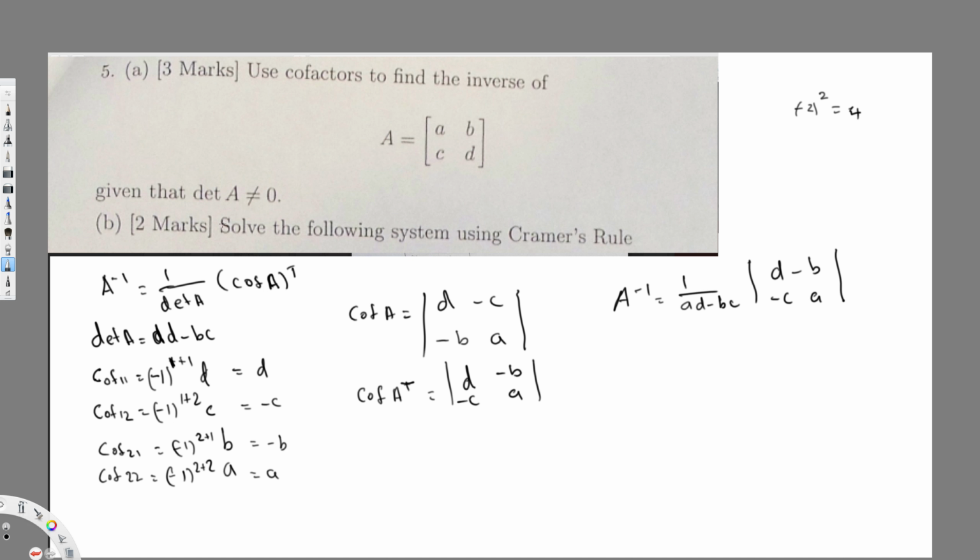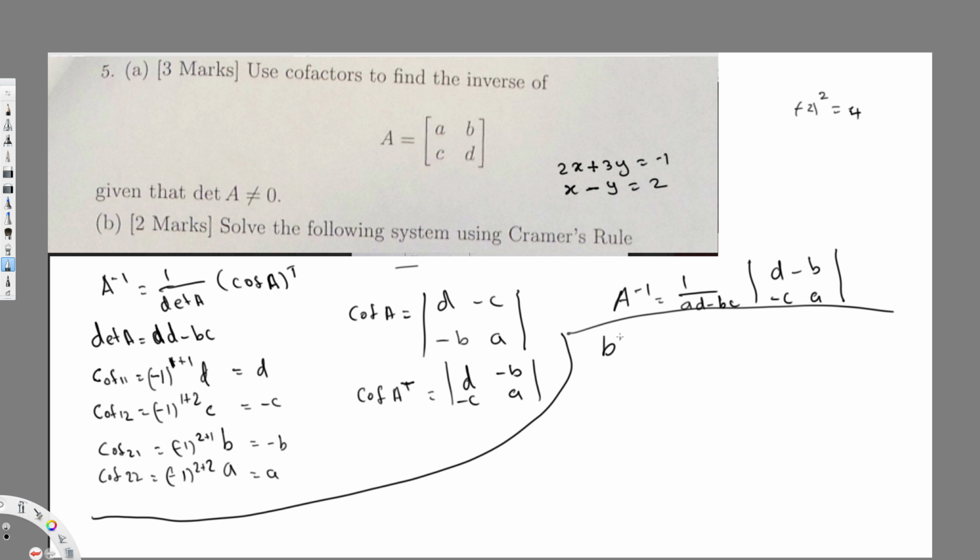Then we have the second question right here. It's asking to solve the following system using Cramer's rule. Actually, we are missing the question right here. The question is 2x plus 3y equals minus 1, and x minus y is equal to 2. That's the question, and they are asking to solve it using Cramer's rule. Let's see how we can do this. So this is A part.